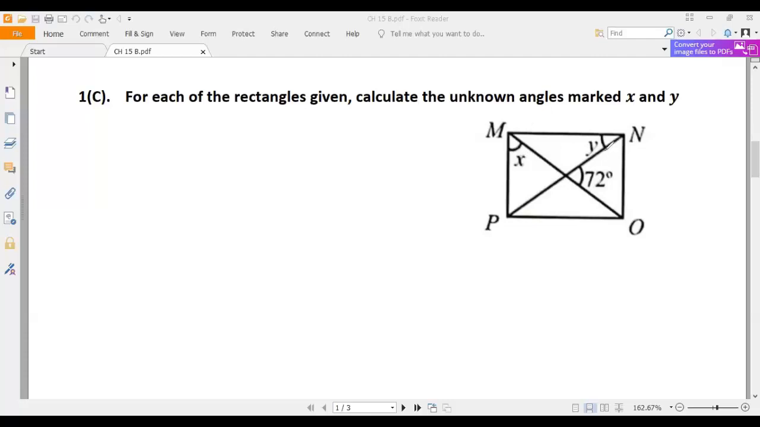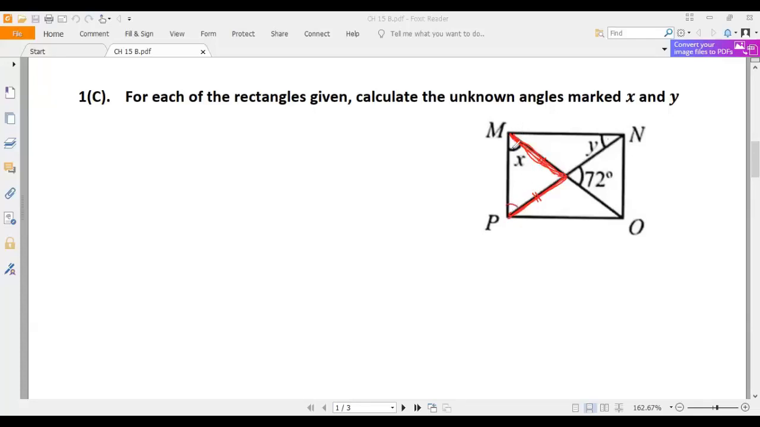So x and y, this is the unknown angle that has been marked. So how can you solve it? Look, if this one is x, this one is y. We know that in a rectangle, these two diagonals bisect each other. That means this side and this side. That means half of this diagonal and half of this diagonal. That means the two half diagonals will be the same.